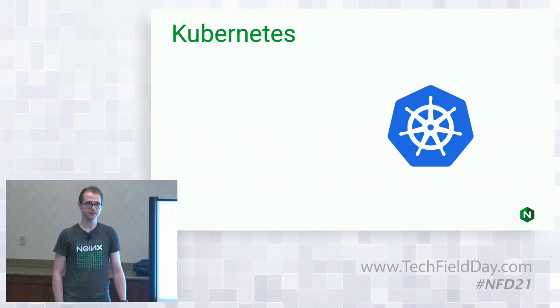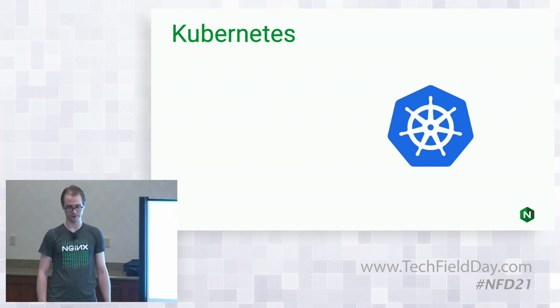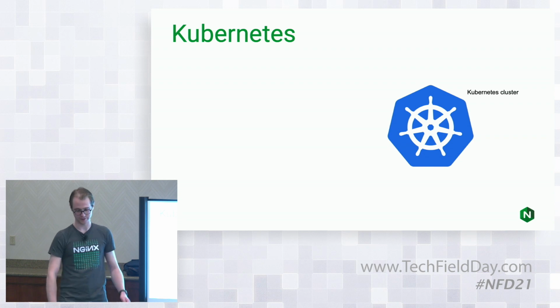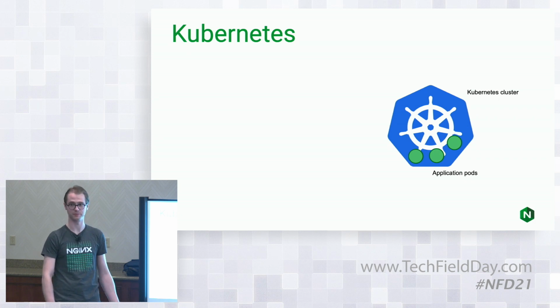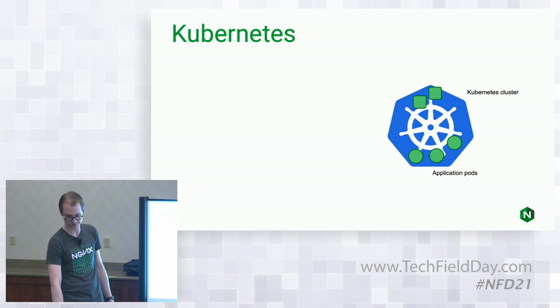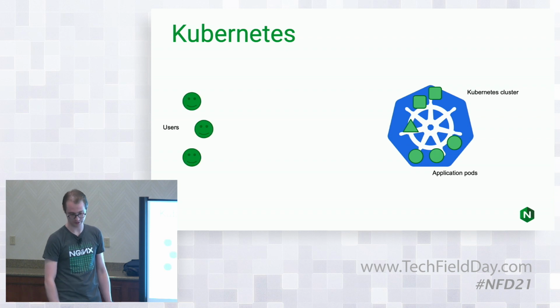So Kubernetes enables us to deploy and manage containerized applications across a cluster of machines. This is our imaginary cluster, and we can run different kinds of applications there: circles, rectangles, triangles. But at the same time, we still have our users, who want to access our applications through the internet. So we need to deliver those applications to our users.